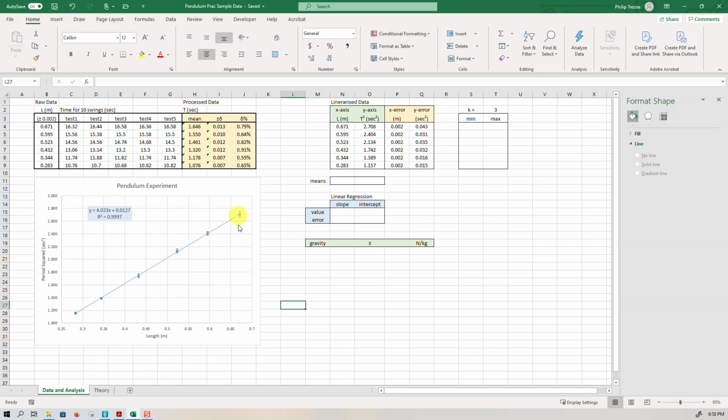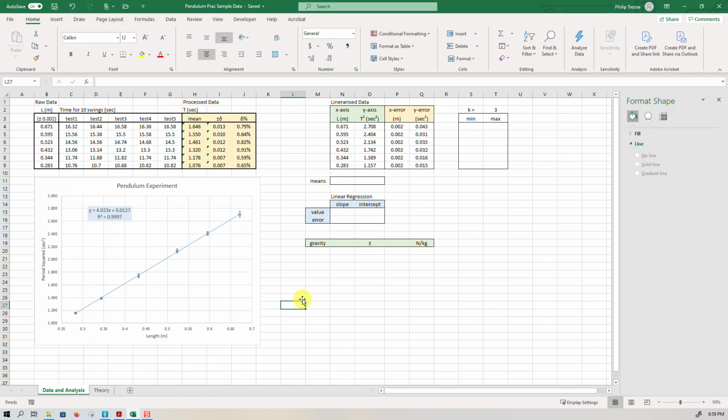So you can start to see the vertical error bars are appearing. These ones are quite small, so that's these ones all the way down here. Now, I do want to do a little bit more. That's a reasonable job so far.